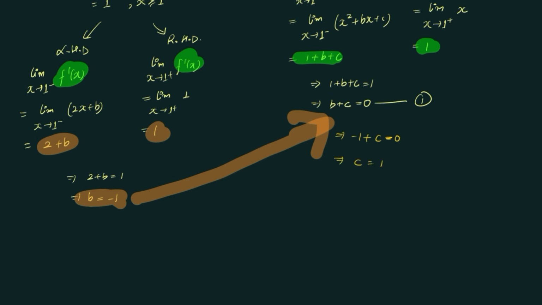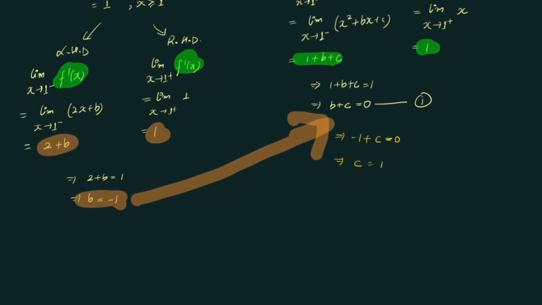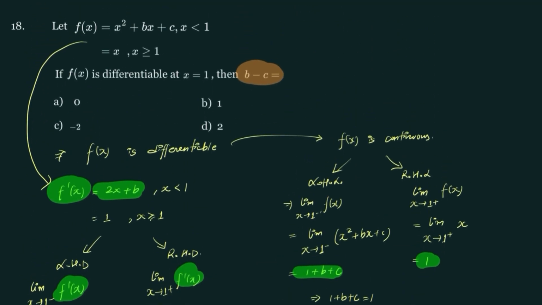Now the question was asking to find the value of b minus c. So the value of b minus c will be equal to minus 1 minus 1, and that will be equal to minus 2. So my correct option would be option C.